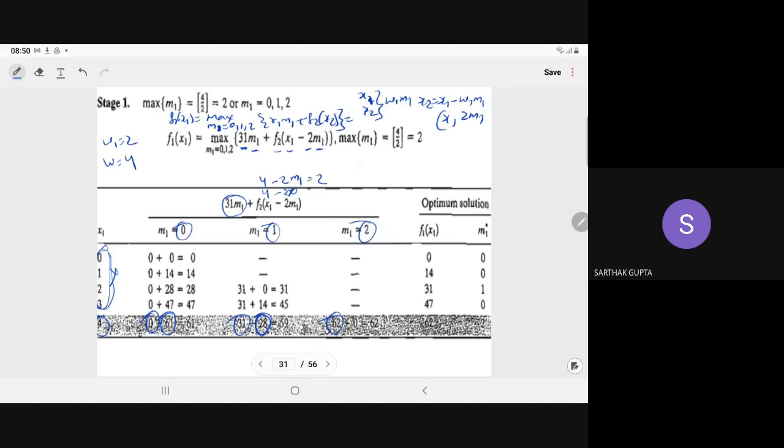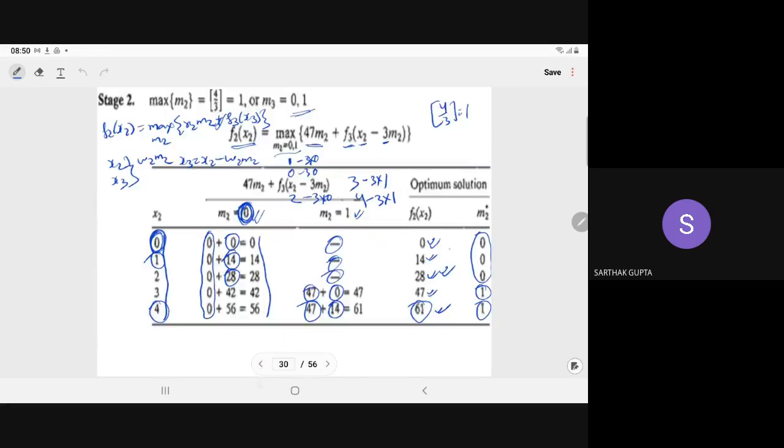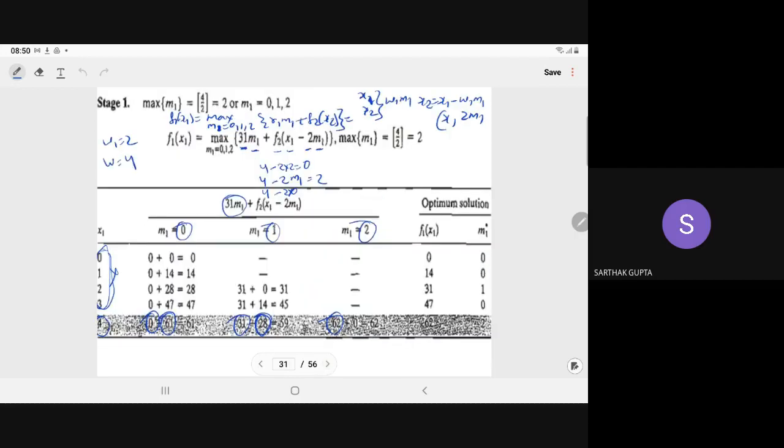Then if x1 is equal to 4 and m1 is equal to 2, 4 minus 2 into 2, that is the 0. So F2 of 0, there we have the 0. So here we write the 0, right? So total revenue will be the 61, 59, 62. So maximum of 61, 59, 62 is the 62, and it is due to m1 is equal to 2. So now you have solved all the stages. Means in each stage you have to take care that maximum of the previous stage you have to consider, so that at last you will get the optimum solution for the complete problem.